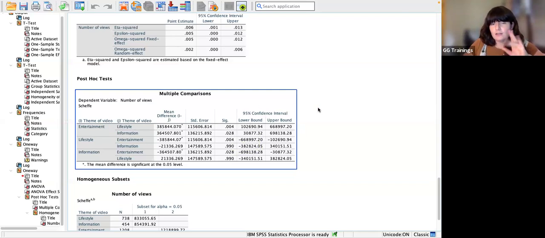Okay. And one layer of interpretation extra is, okay, so these two are both significant, which means when entertainment was compared with lifestyle and when it was compared with information, it was significantly different from both of them. And if you look at the mean difference, it's positive for both of them, which means that of these three categories or themes, entertainment had the highest average number of views overall.